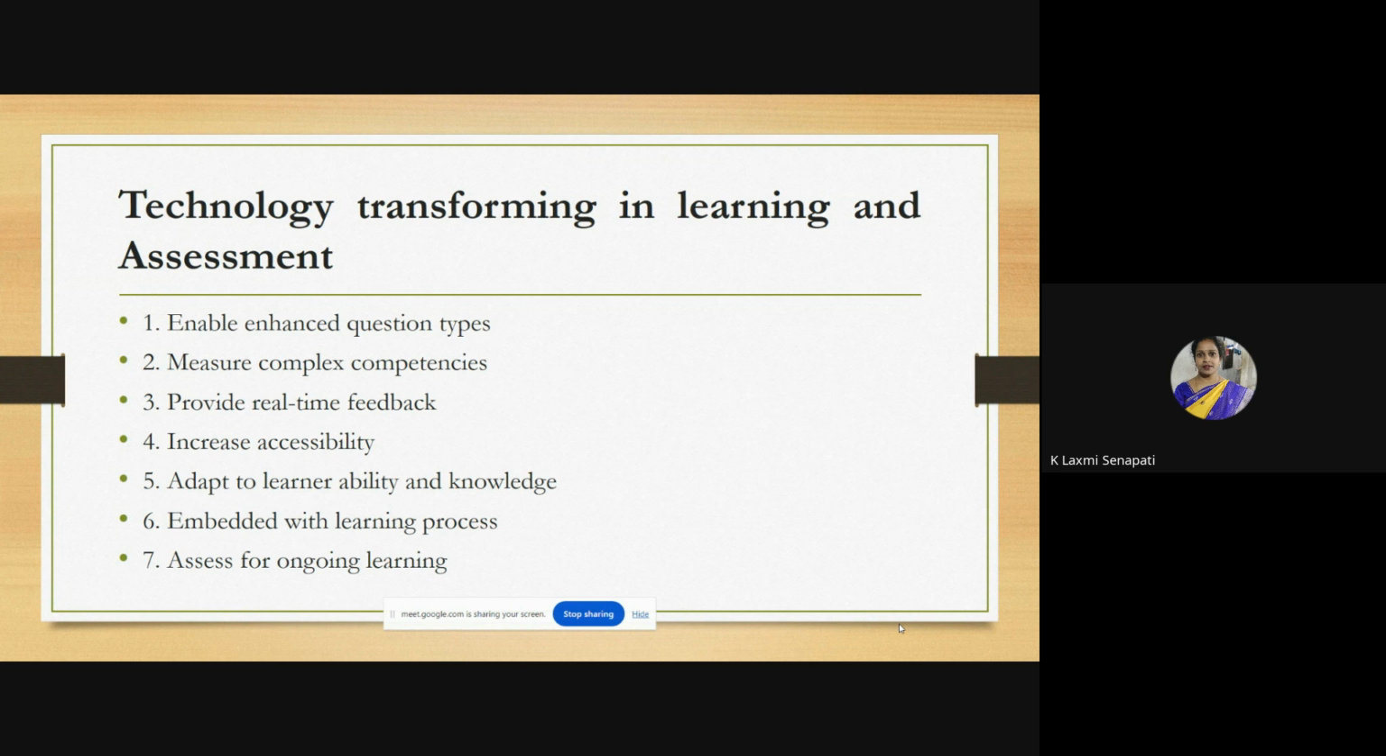And assess for ongoing learning. It will help the students to assess themselves: what they are learning and how they are learning. Suppose in today's class, we give them some notes to write, some reflective view, and they give their feedback. Then we can assess the students in their ongoing learning process, and it will help them to assess themselves.